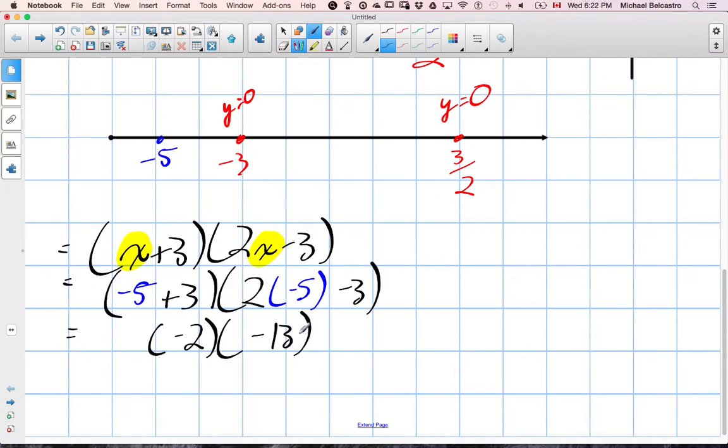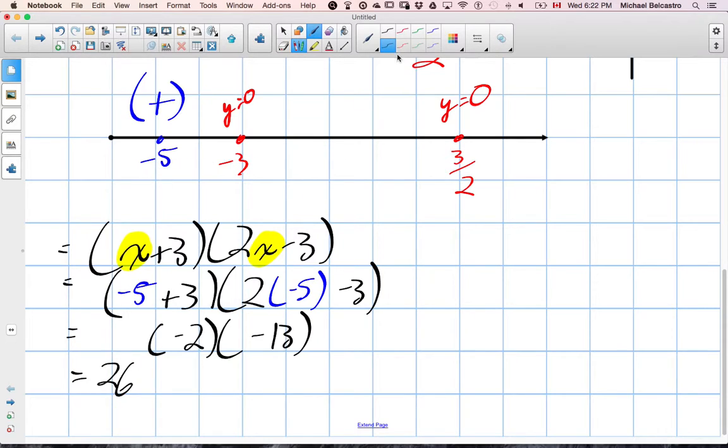Without even continuing, I know a negative times a negative is going to be positive. So what that's telling me is my answer is going to be positive in this interval. The actual value of the answer isn't really that important for what we're doing, but might as well finish it off. It's going to be 26. So yes, 26 is positive. So we know we're positive in this interval when x is less than negative 3.